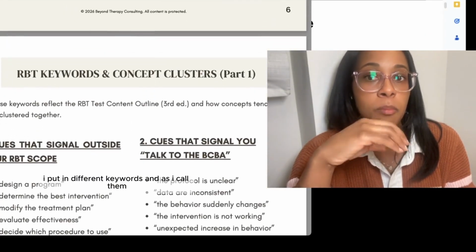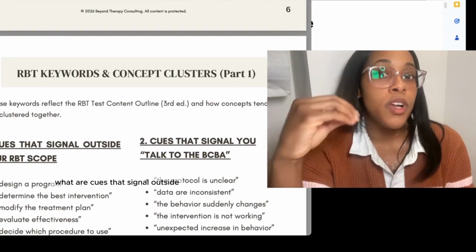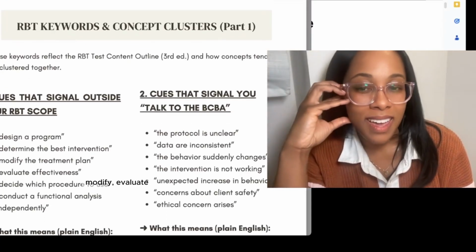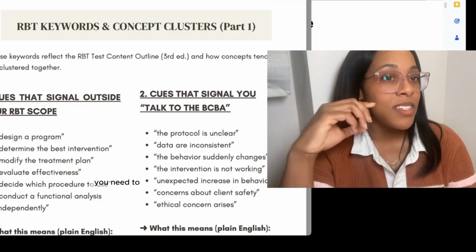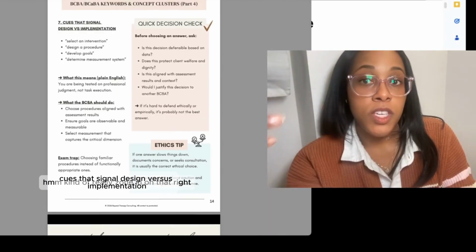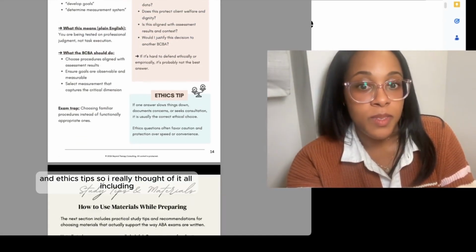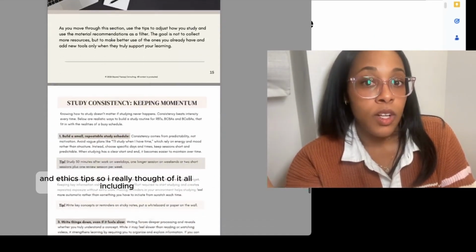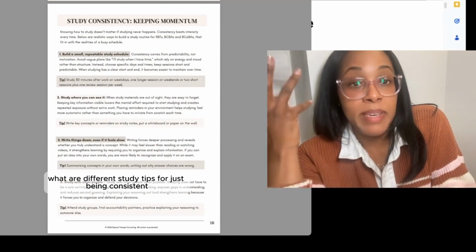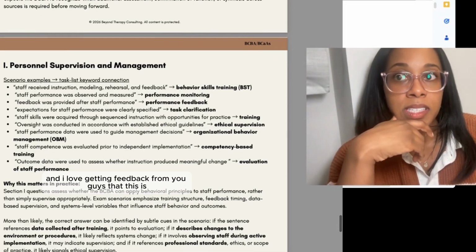So as you'll see here, I put in different keywords and, as I call them, concept clusters. This is for RBTs. What are cues that signal outside of your scope? Design, modify, evaluate. When you're seeing those kind of words, you need to really zone in on that, right? Cues that signal design versus implementation, and quick decision checklists and ethics tips. So I really thought of it all, including what are different study tips for just being consistent, right? How do you maintain your momentum? And I love getting feedback from you guys that this is helpful to you.